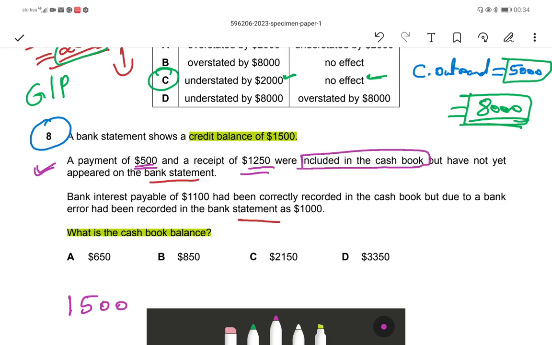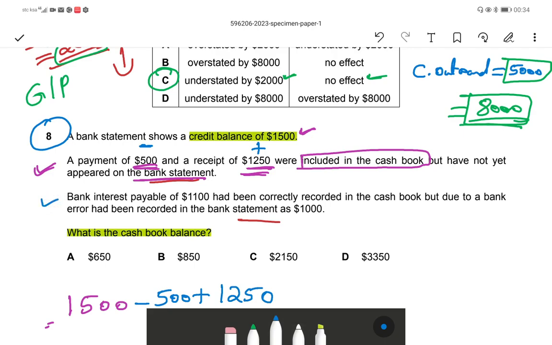So we should add this because they are asking us to find the cash book balance. But it has not appeared on the bank statement. Bank statement balance is 1,500, so we start with that 1,500. But the cash book included these two also, 500 and 1,250. So a 500 payment means we should deduct in the cash book, and a receipt means we should add. So minus 500 plus 1,250.